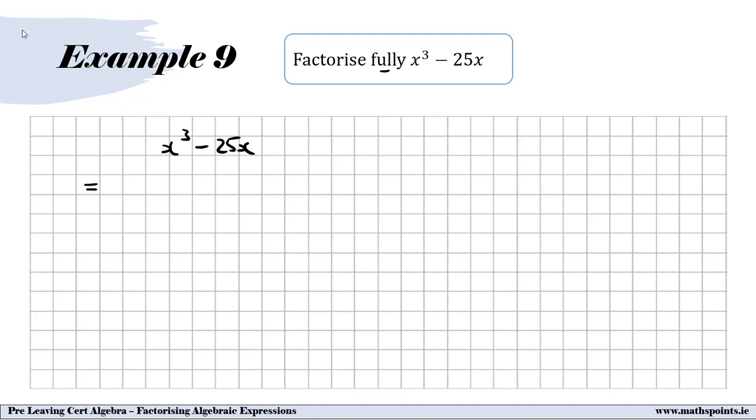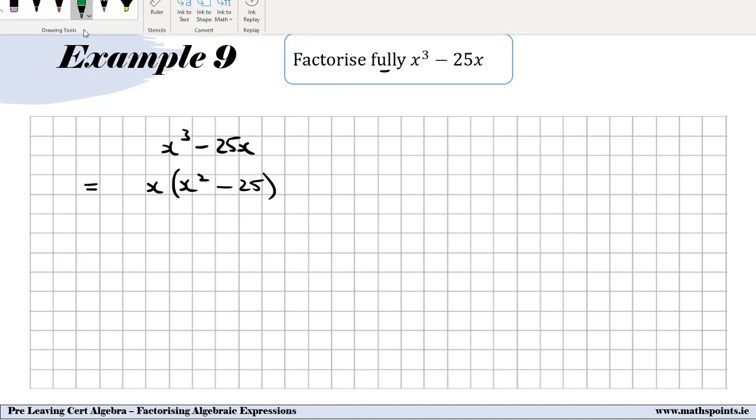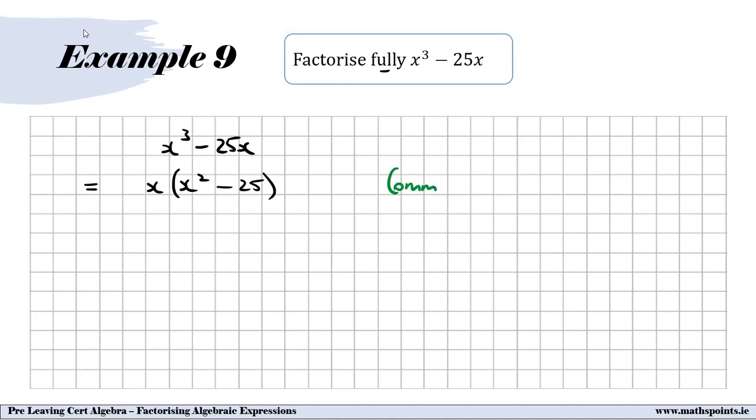And I can see that whilst there's no number common to both x cubed and minus 25x other than 1, we can factor out one of the x's. So if we divide x cubed by x, we get x squared. And if I divide minus 25x by x, I get minus 25. And so we've done some factorization by taking out a common factor. And some people might be happy to leave it at that. And we have factorized the expression, but we just haven't factorized it fully.